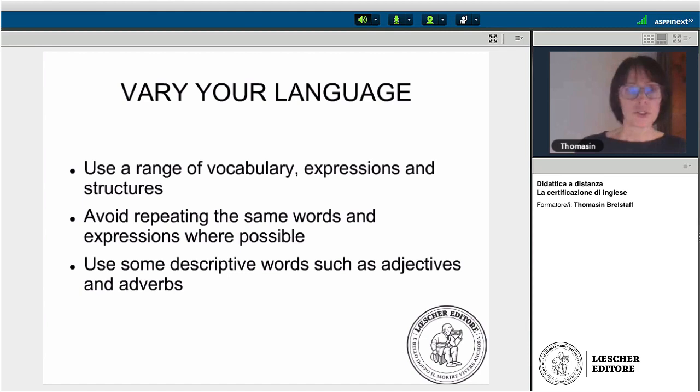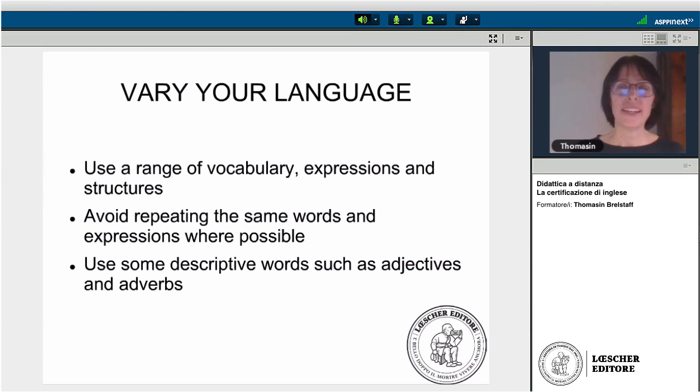So, vary your language. As I've already mentioned, use a range of vocabulary, expressions, and structures. Avoid repeating the same words and expressions where possible. Use some descriptive words such as adjectives and adverbs. Now, let's practice this a bit by looking at some alternative ways of saying the same thing.